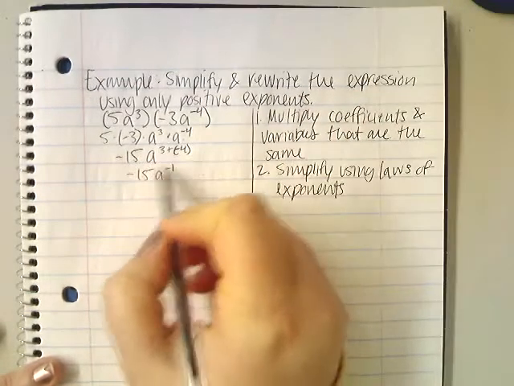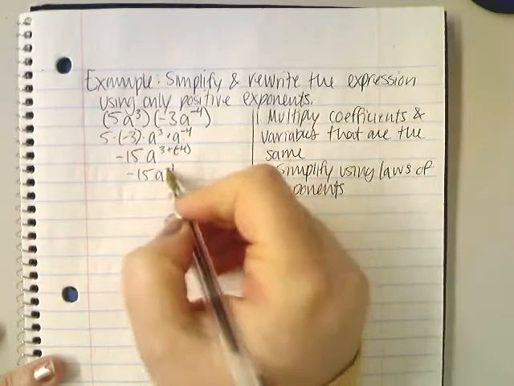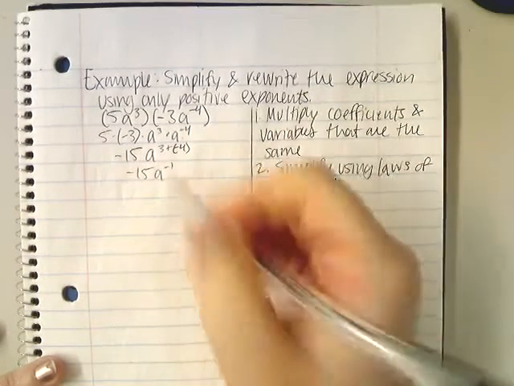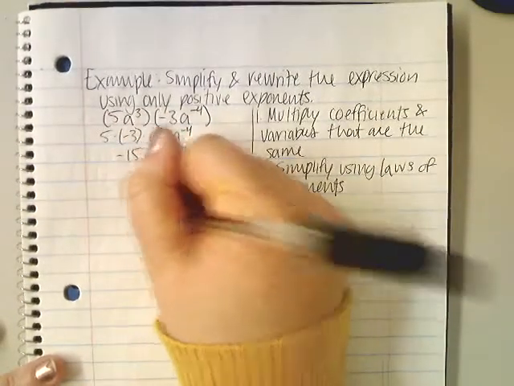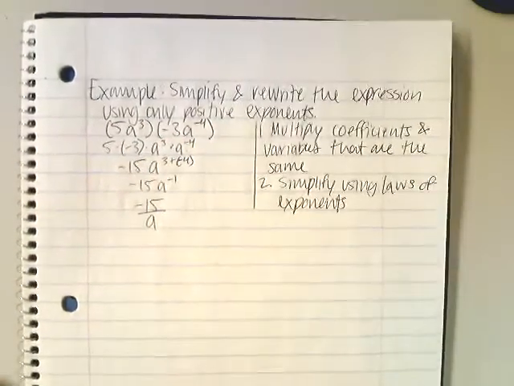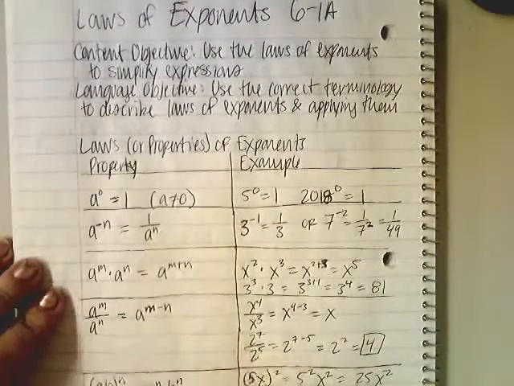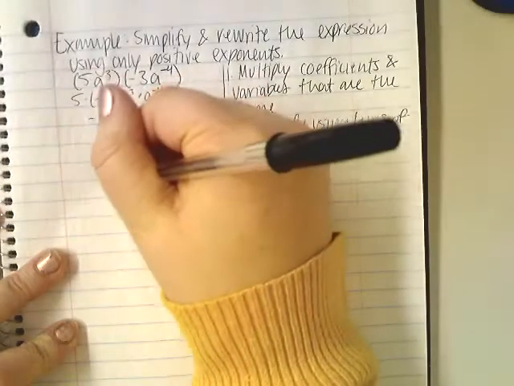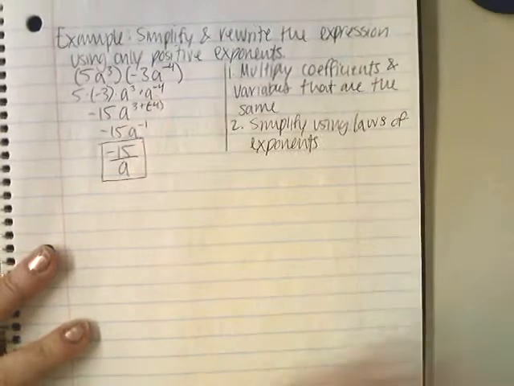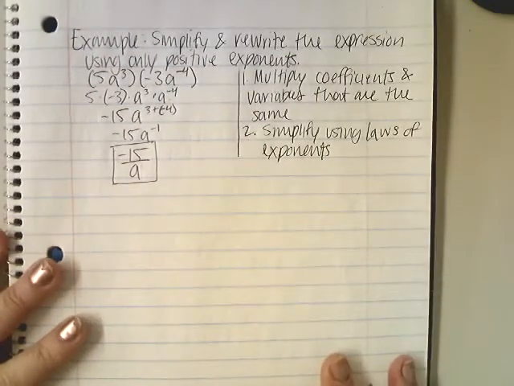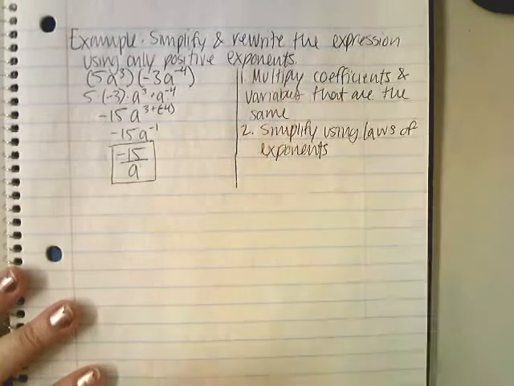Then the last thing I do, since I have a negative exponent here, is use another law of exponents, and I'm going to put that into the denominator and change the sign. If you look back at our table, it's the second law of exponents. I'm going to flip the page back to show you. If I have a negative exponent, I can put it in the denominator and make it positive. So I do that, and I get negative 15 over a as my final answer. This would be a to the first, but if it's to the first power, you don't need to actually write it out. So that's our answer for that one.